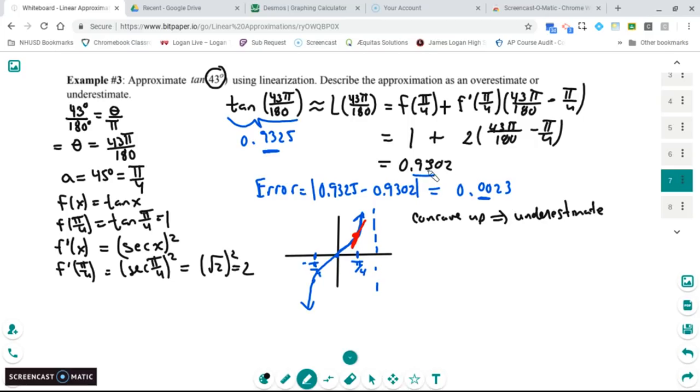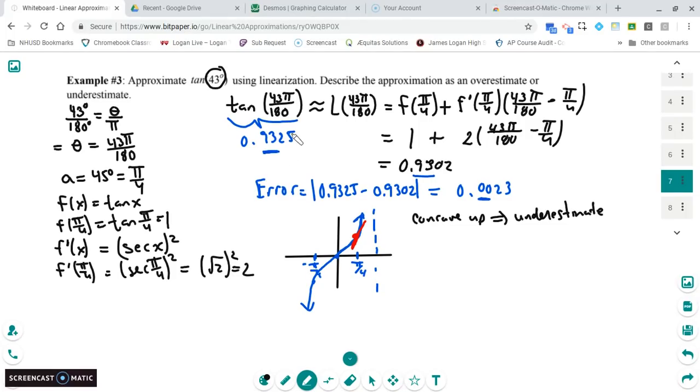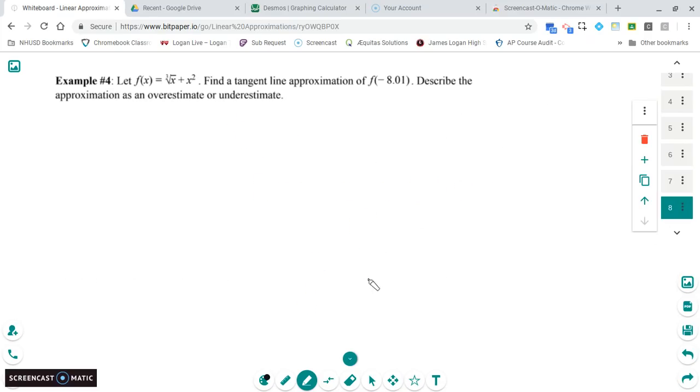And there's another way to tell, right? So take a look at our numbers. The linear approximation is 0.9302, and the actual or calculator approximation is 0.9325, which is more. So the linear approximation is under that value. So there's 2 ways to get that. All right, let's take a look at another example real quick.